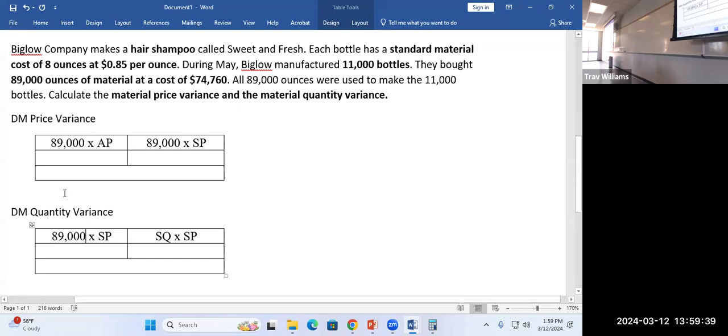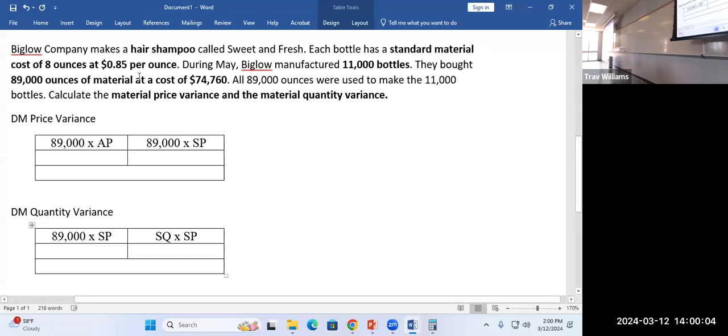Okay. Then we need to know what is the actual price they paid per unit of materials. Well, what is that answer? What is it? 0.84. Did anybody else get that? 84 cents per ounce. How did you get it, Jordan?